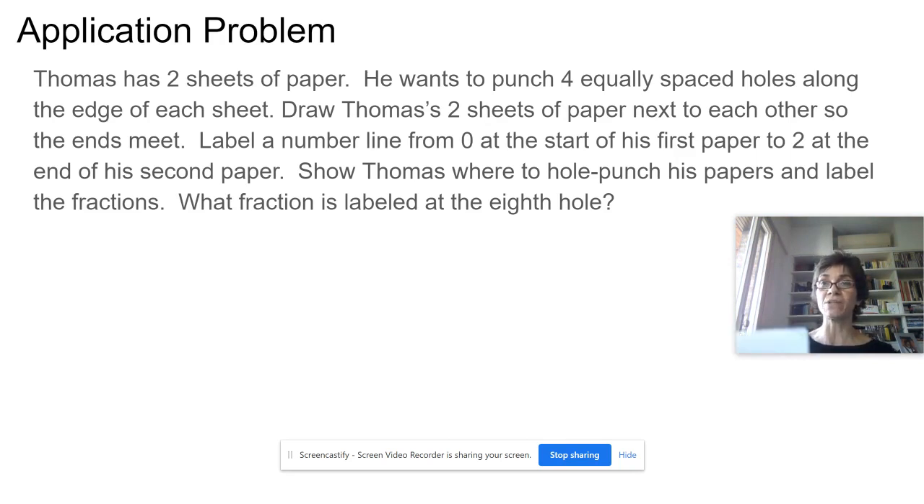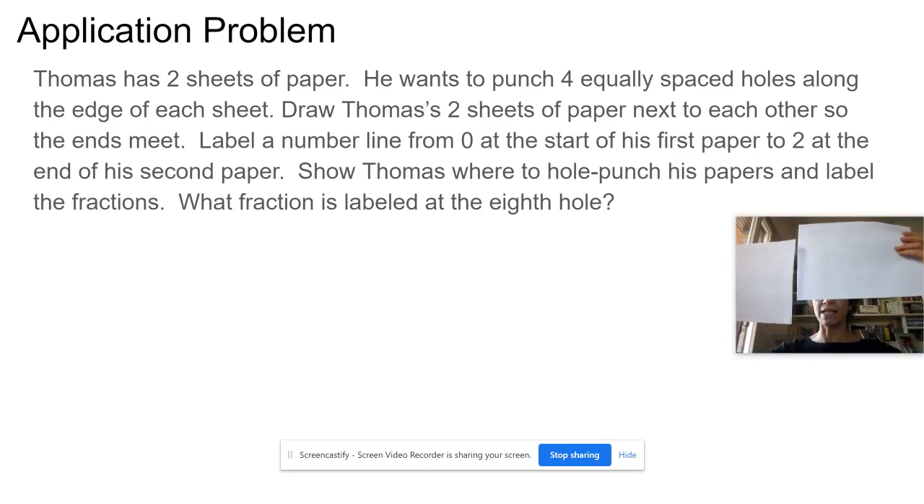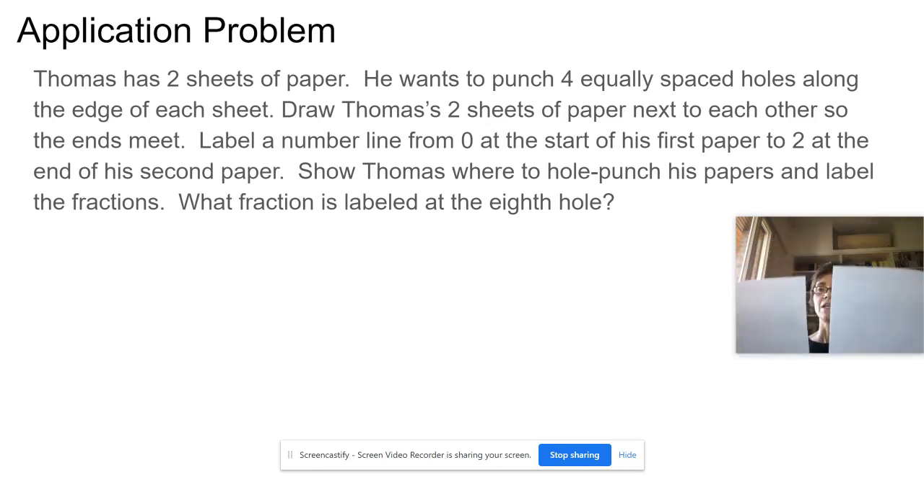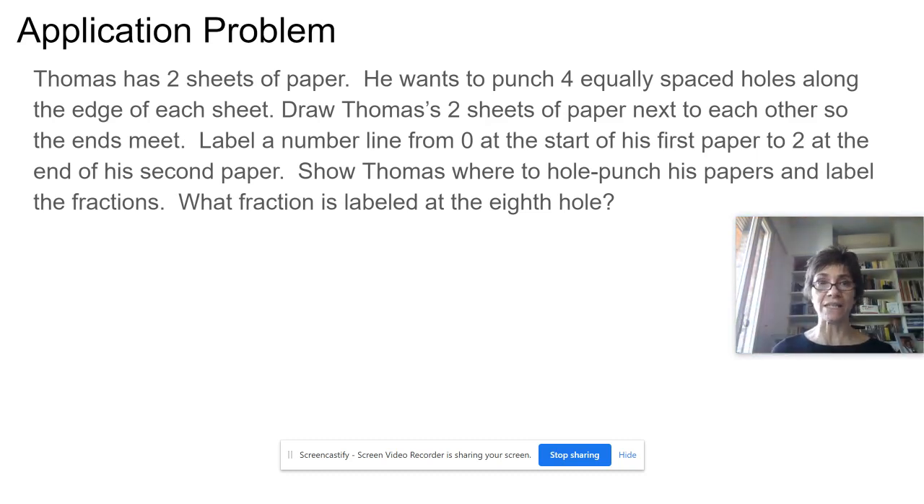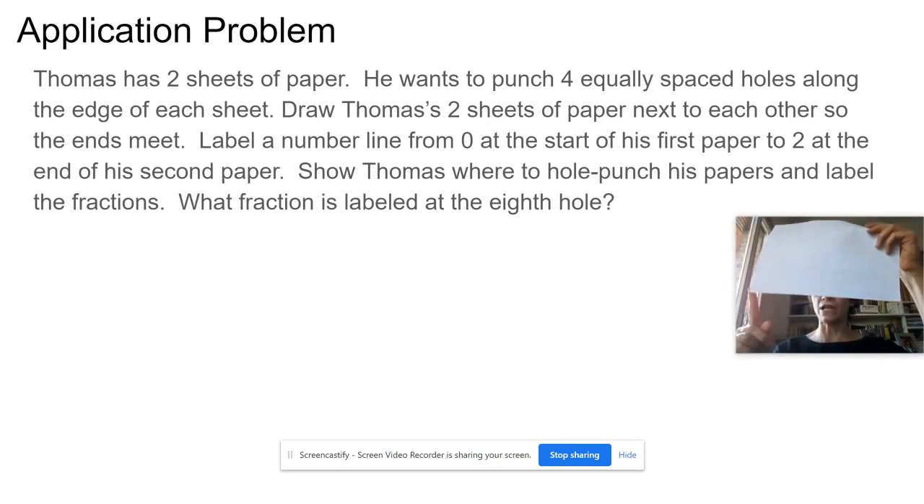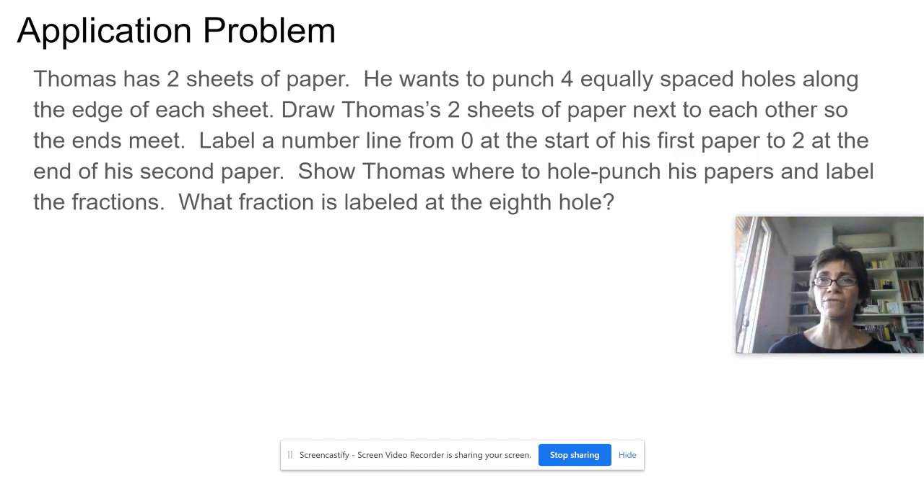Draw Thomas's 2 sheets of paper next to each other. So one next to the other, like this, so the ends meet. And then you're going to label a number line from 0 at the start. So at the start of one page, you'll have 0. Then you'll have 1. And then you'll have the next sheet of paper, and at the end of the next sheet of paper, you'll have 2. So at the bottom of your 2 sheets, you will have a number line labeled 0 at the start, 1 at the end of where one sheet ends, and 2 where the second sheet ends.